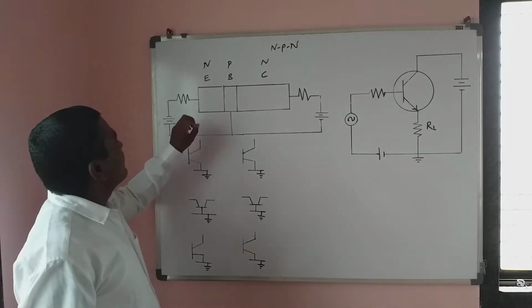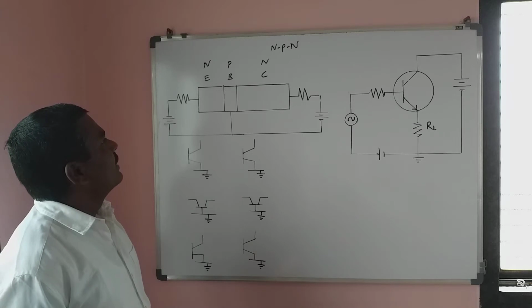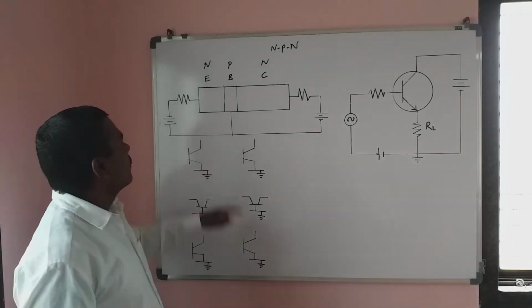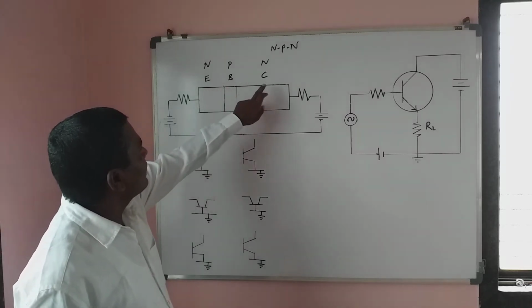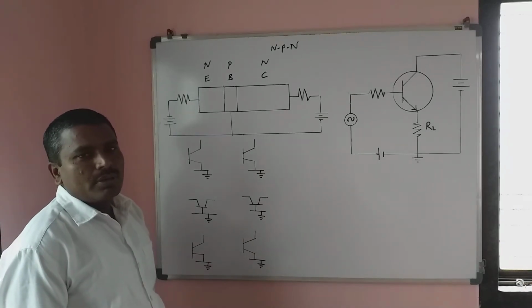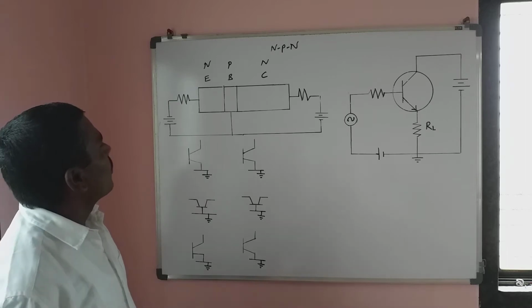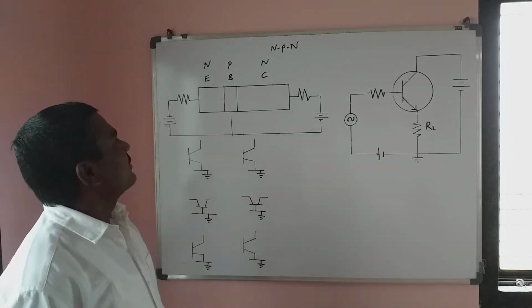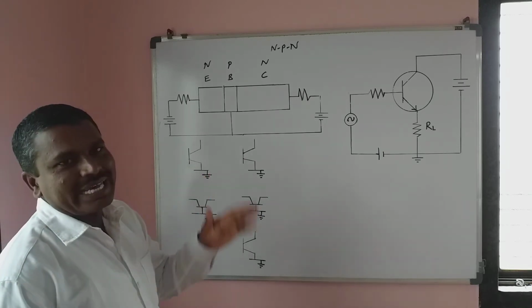When we look at this NPN transistor, there are two junctions. One is the emitter base junction and another is the collector base junction. When the electrons flow from emitter to base, they do not go directly.